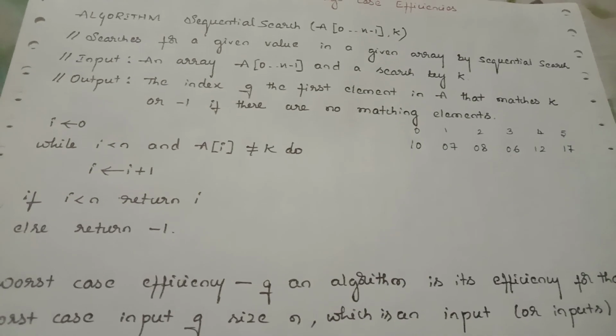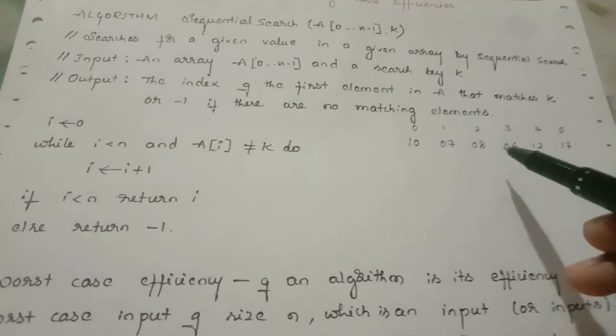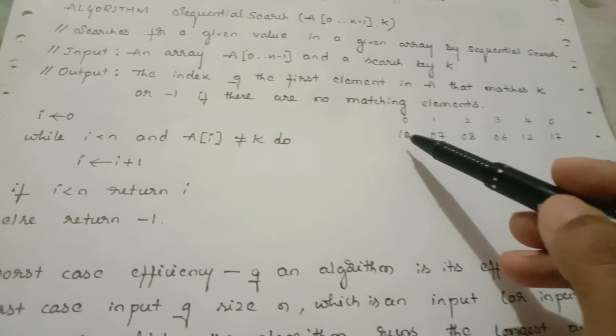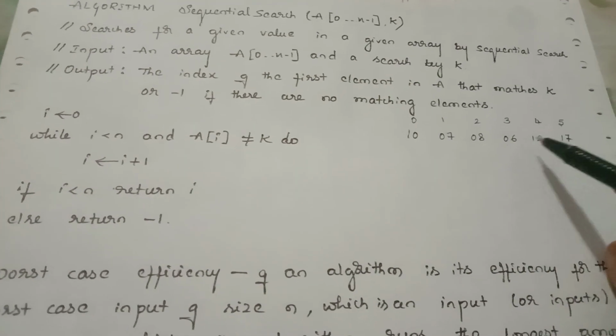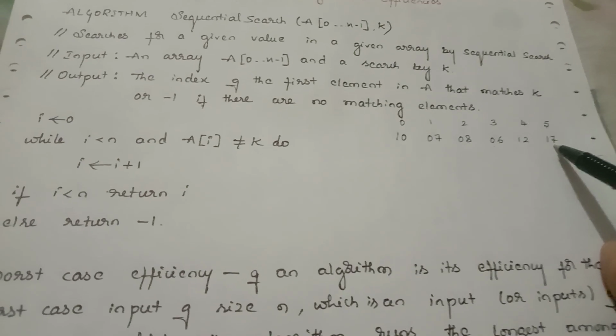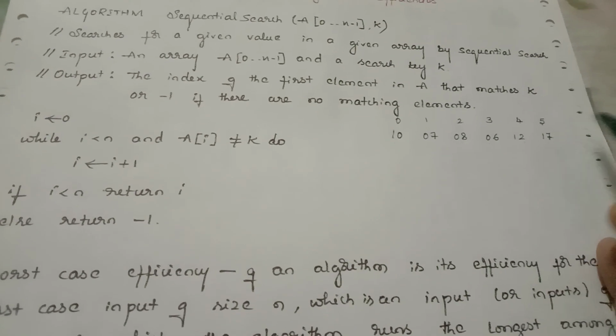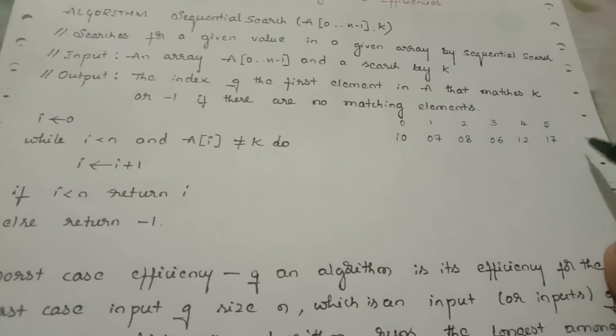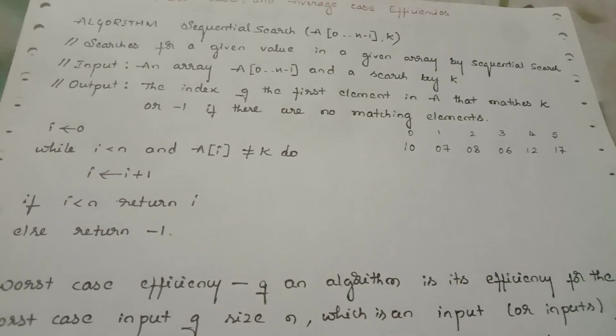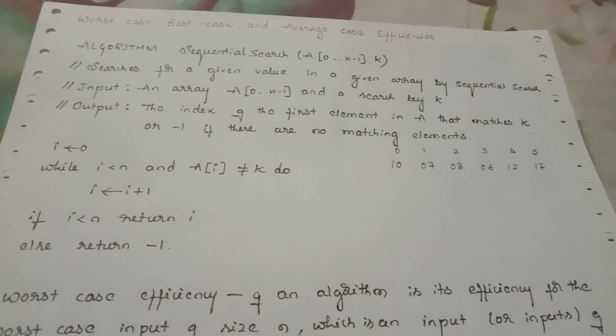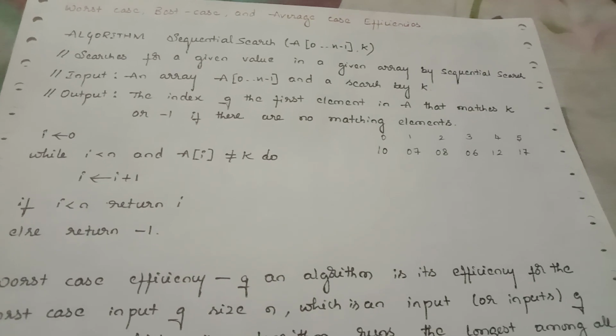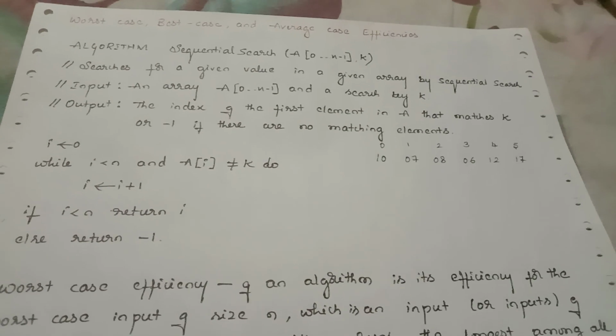Suppose I have given the element 15, so what are we going to do? We are going to compare with 10, 7, 8, 6, 12 as well as 17. And we come to the end of the array, and we can tell that the key element given, that is 15, is not present. So here let us see the algorithm.